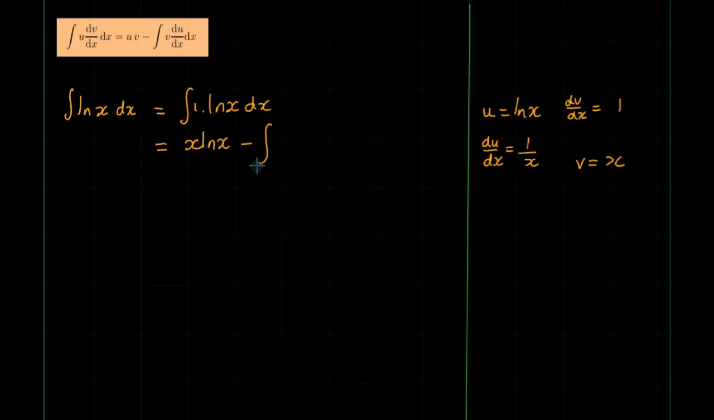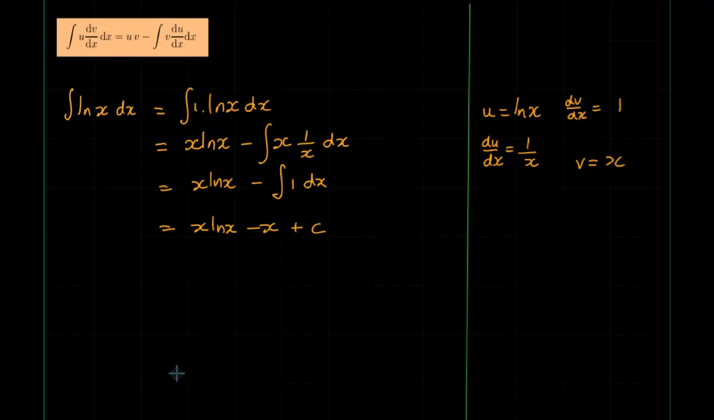minus the integral of v, which is x, times du by dx, which is 1 over x, dx, which is x log x, minus the integral of 1 dx, which is x log x, minus x plus c. So there we have it.